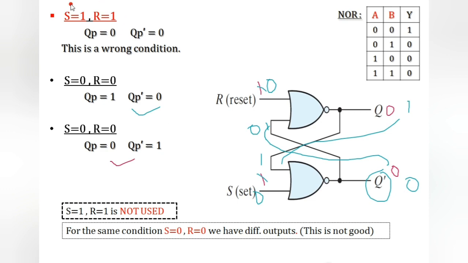For this same condition, it is already a wrong condition. Again, two different outputs. So S1 R1 is not a used condition in SR latch. Observe, for the same condition we have two different outputs, so we are not at all using this condition.